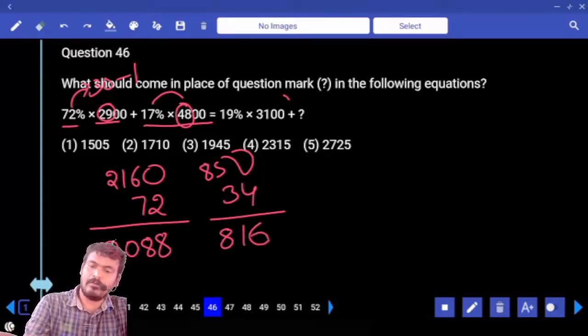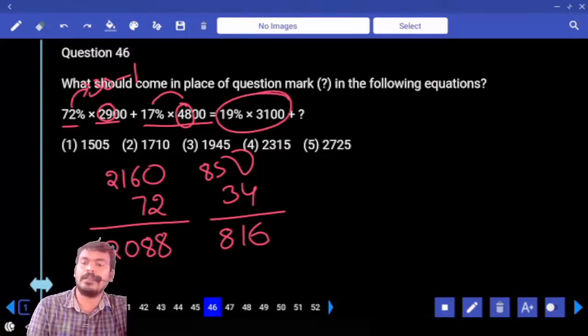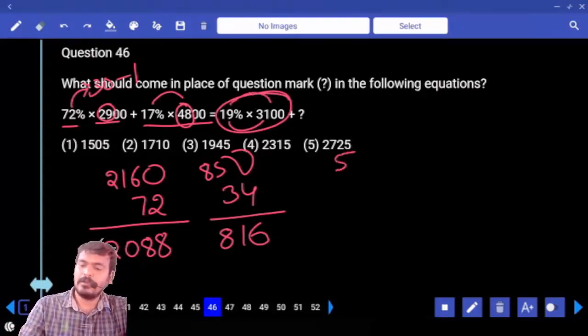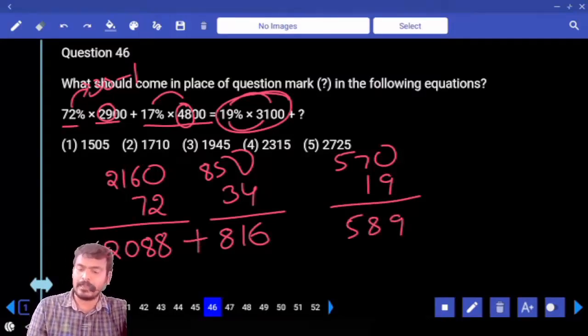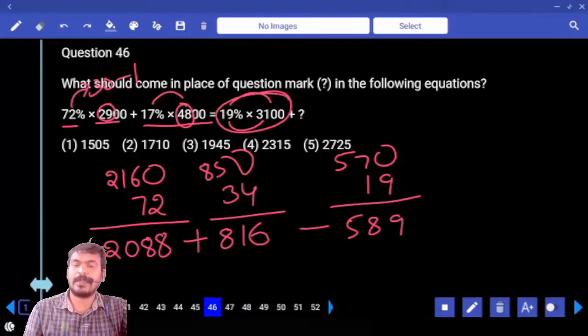Next, what is the right hand side value? 19 into 31. Means 19 30 times, 19 one time. 19 30s means 570. 19 ones are 19. Total it is 589. First two values are adding, third value is subtracting.